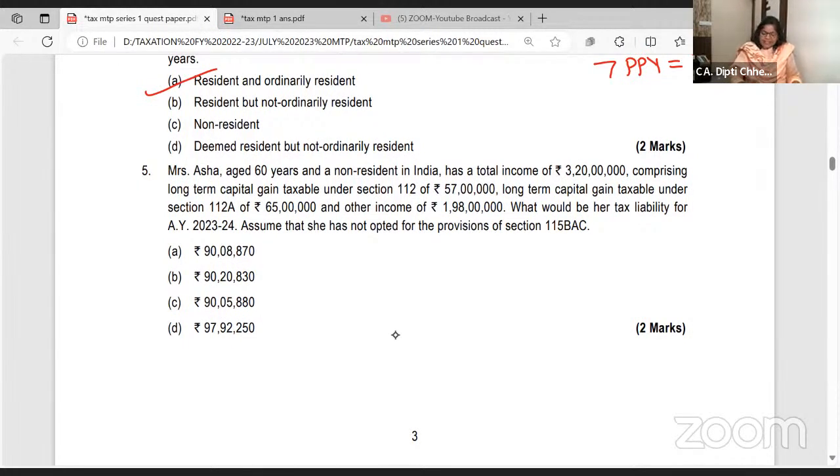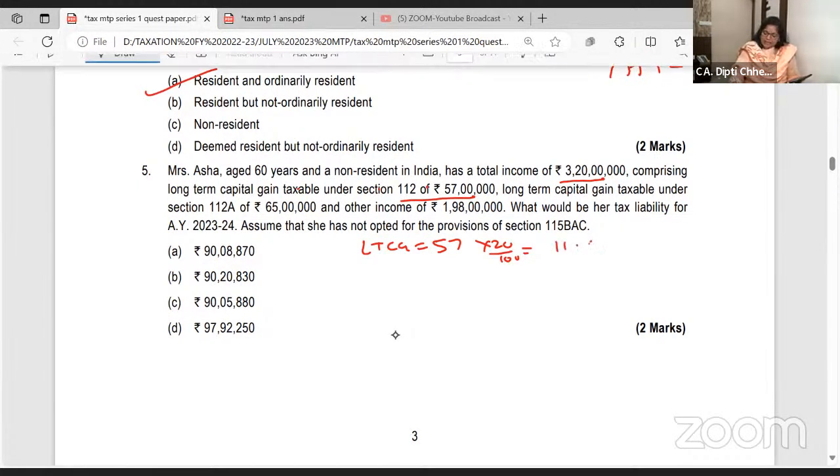Asha, aged 60 years and a non-resident, has total income of 3 crore 20 lakhs. If the income exceeds 50 lakhs, surcharge applies, keep that indicator in mind. It comprises long-term capital gain of 57 lakhs. Okay? Long-term capital gain of 57 lakhs is taxed at 20%. How much will it be? We are doing this side by side here.